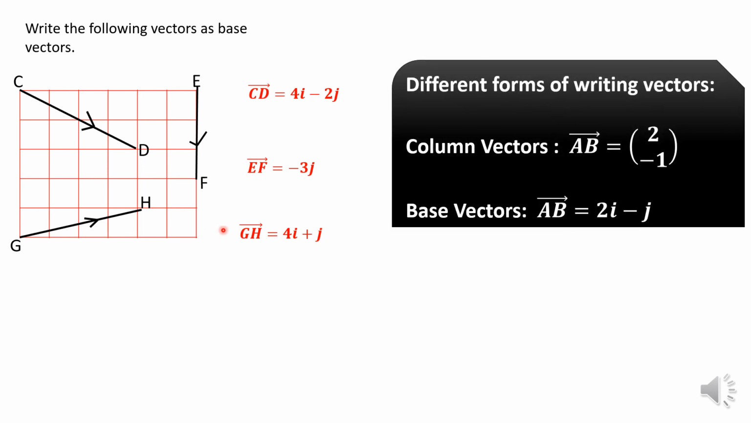So that is, in a nutshell, how you will be writing those particular vectors there. All right, so don't mind my capital letters here, or the different form when you have a column vector (2, -1). The base vector then is the same as 2i minus j.